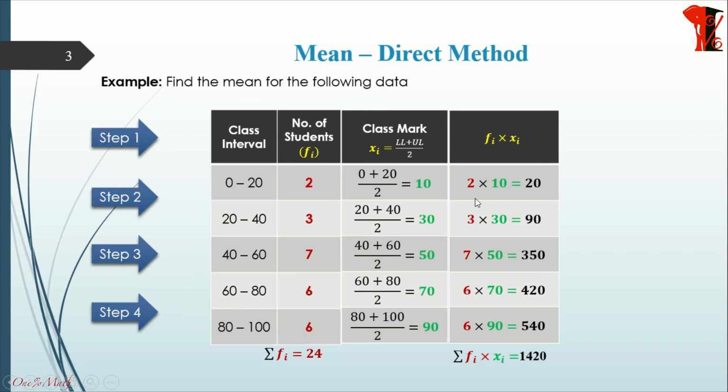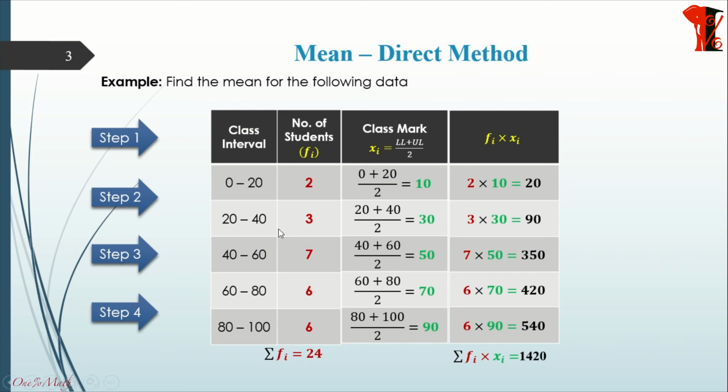After all this, you can see sigma fi xi. The meaning of this is the sum of the fi xi column. That means 20 plus 90 plus 350, 420, 540. When you add all of them, we are going to get 1420. So till here it is our third step.